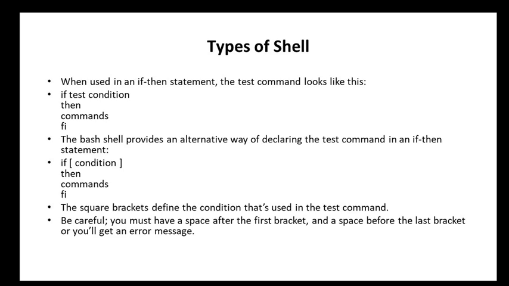The bash shell provides an alternative way of declaring the test command in an if-then statement, that is: if [ condition ], then commands, closing the if statement with fi. The square brackets define the condition that is used in the test command. Be careful, you must have a space after the first bracket and a space before the closing bracket, and you will get an error message if you do not give the space.